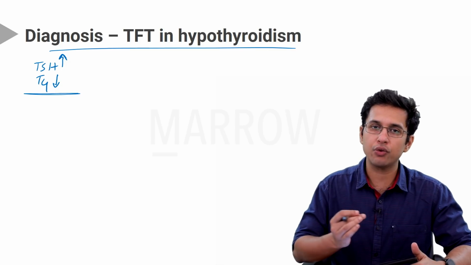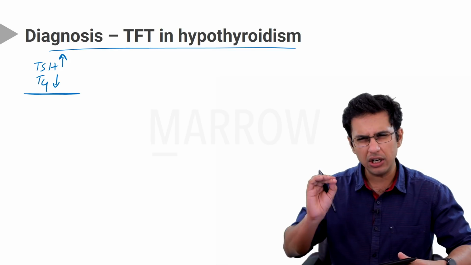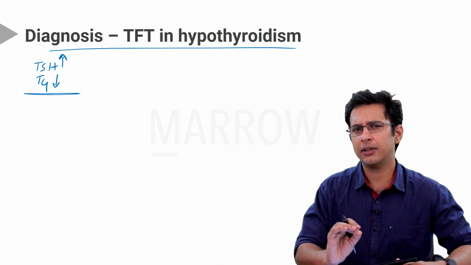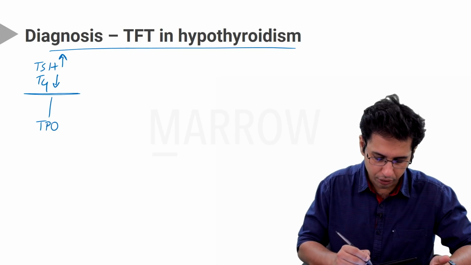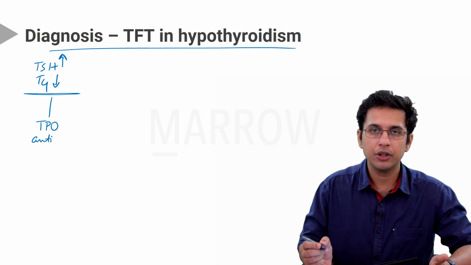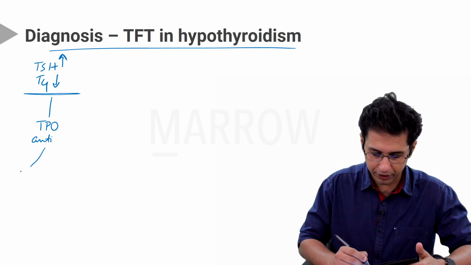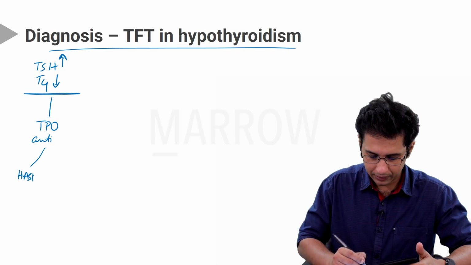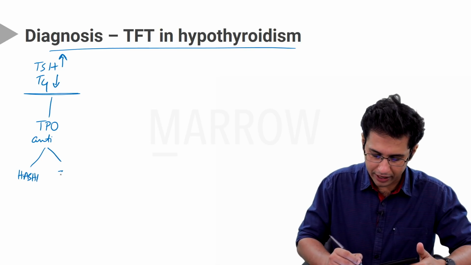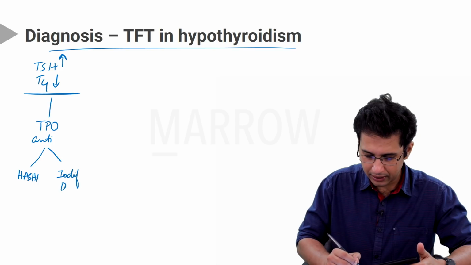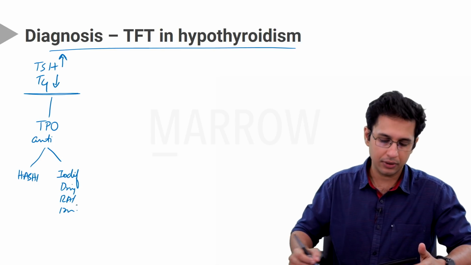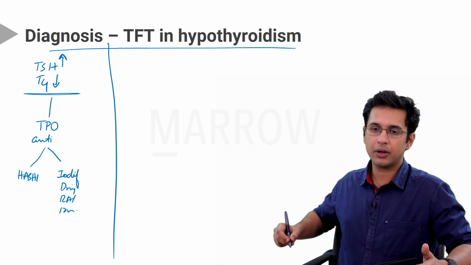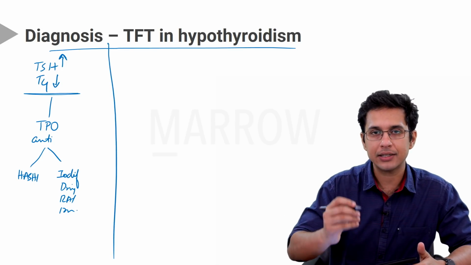And most cases are due to what? Hashimoto's thyroiditis. So you need not even technically confirm it, but go ahead and confirm it. How will you confirm? You do anti-TPO. If anti-TPO is positive, you say it's Hashi. If anti-TPO is negative, you look for iodine deficiency, drugs, radiation therapy, all the other causes. Now, that's when we get a TSH high, T4 low.